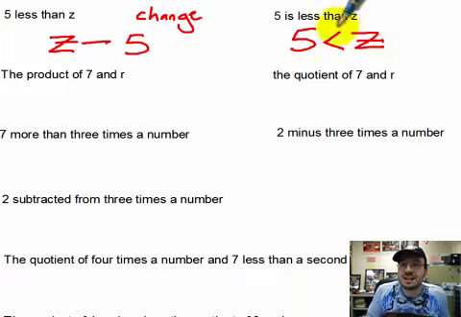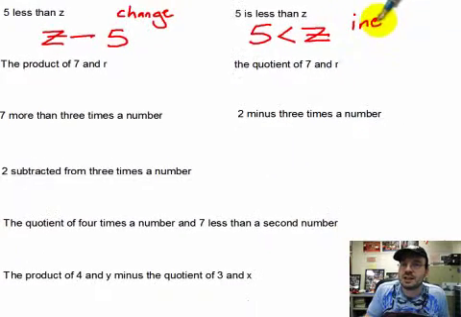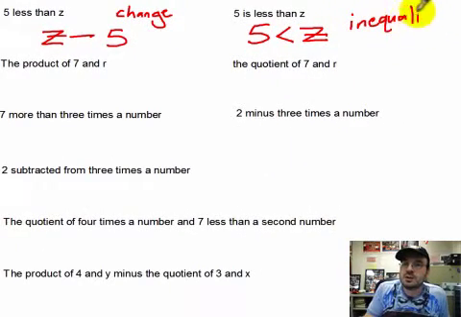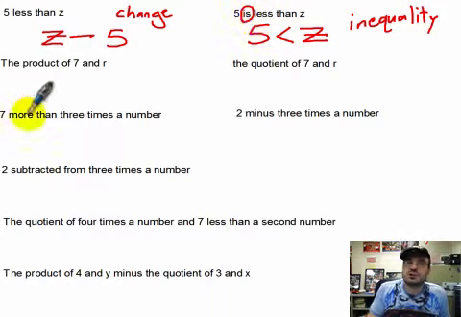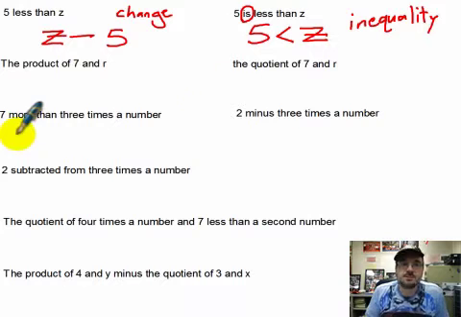5 is less than z is an inequality. Just using the word is makes it a completely different thing. Again, this is not an expression, this is an inequality, but I wanted to include it just to show you that one word can completely change the meaning. So really watch that. Okay?